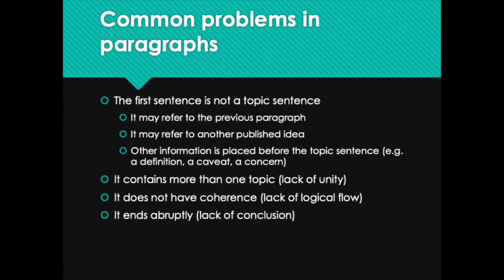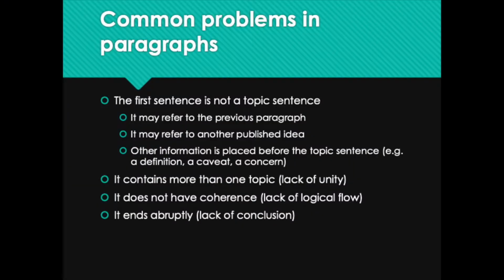Another problem when the first sentence is not a topic sentence is maybe it's referring to another published idea. So it's citing a reference in that very first sentence and referring to that. Well, that's a problem because you have to know what's in that reference, or you have to go and read that reference on your own. So that's a lot of work for the reader. Or this paragraph might start with other information, so that there is a topic sentence, but it's not the first sentence. It's interrupted with this other information, such as a definition, a caveat, or a concern.